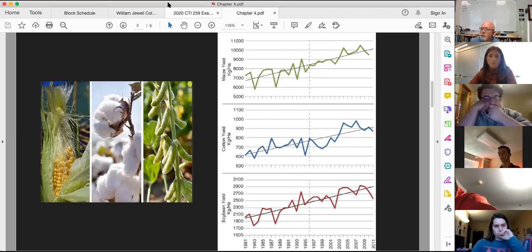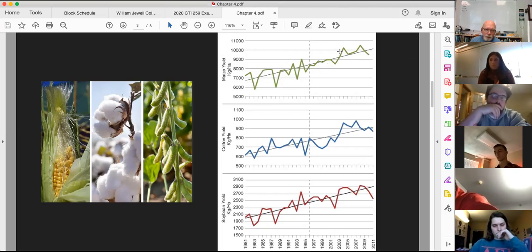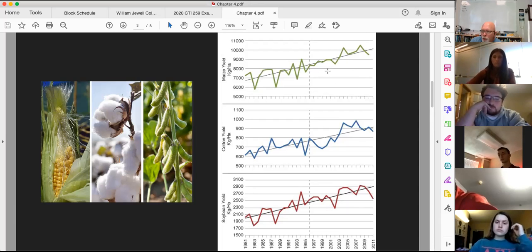So the thing that you would expect is, after the introduction of genetically engineered crops, you should expect the slope of this line to tick upward if it was actually increasing yields over and above what you would have expected just from changes in technology not related to genetically engineered crops. But you see that in all of these cases, the slope of that line doesn't change after the introduction of genetically engineered crops.